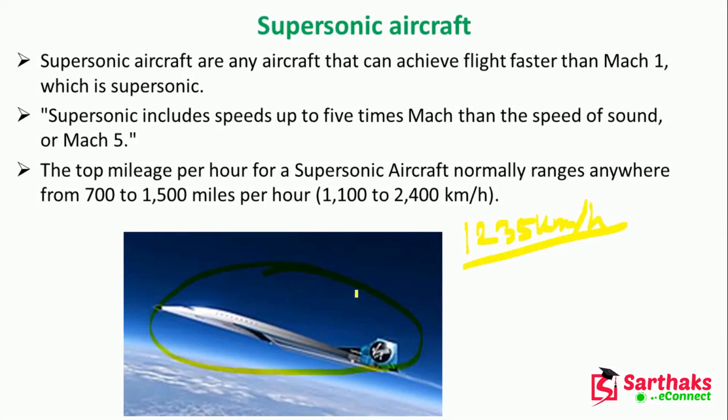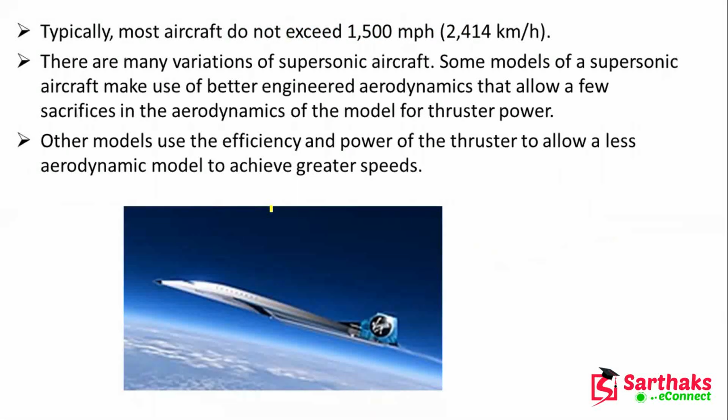The structure is also very important. Supersonic aircraft normally range anywhere between 700 to 1500 miles per hour. This is the supersonic aircraft. And typically most aircraft do not exceed 1500 miles per hour, which means 2414 kilometers per hour. It will not go beyond that.